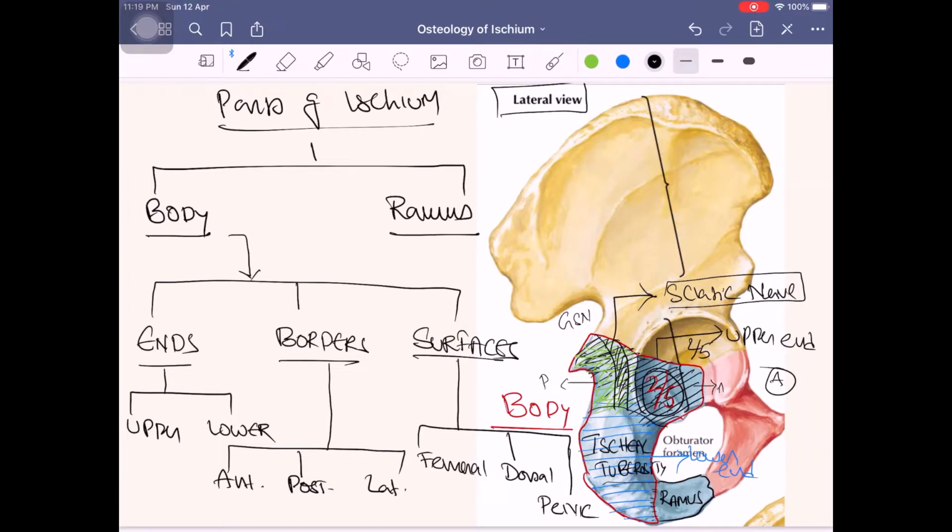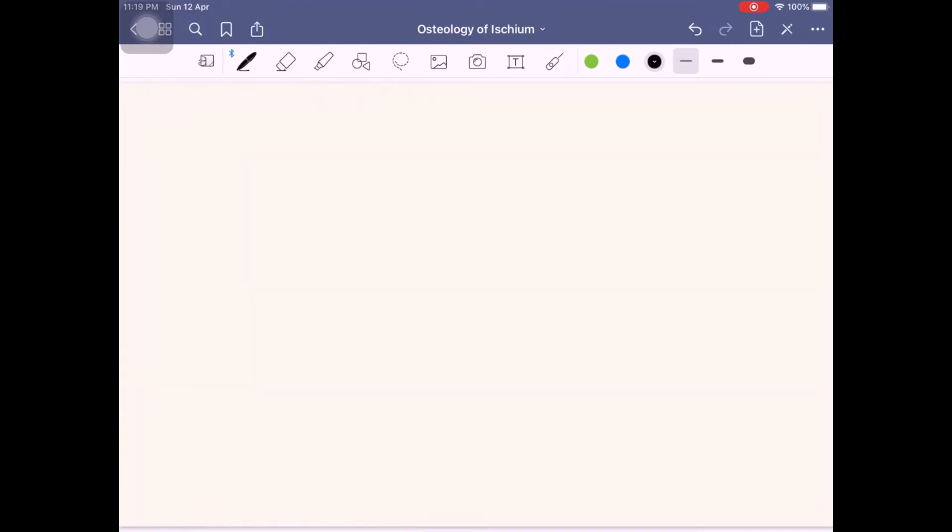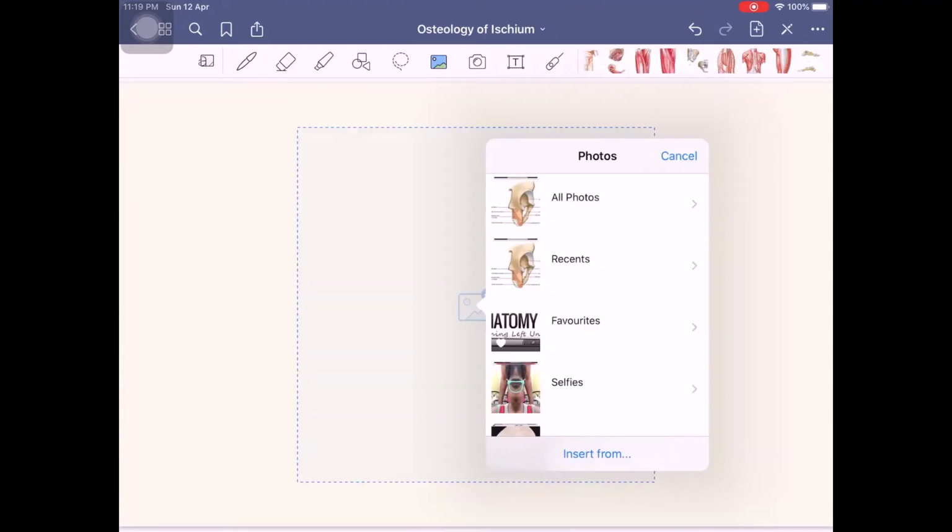Now we have to look at the borders. There are three borders: anterior, posterior, and the lateral border. This figure is already occupied, so I'll take up another figure.